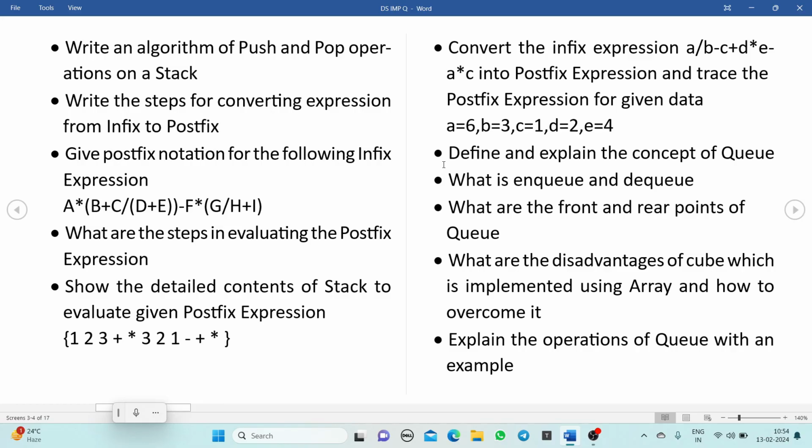And then from the queues topic, we have questions like define and explain the concept of queue, what is NQ and DQ, and what are the front and rear points of the queue. Here, instead of what is NQ and DQ, they may ask you to differentiate between NQ and DQ. What are the disadvantages of a queue which is implemented using an array, and how to overcome them? And then explain the operations of a queue with an example.